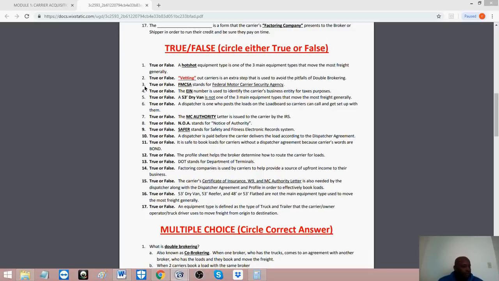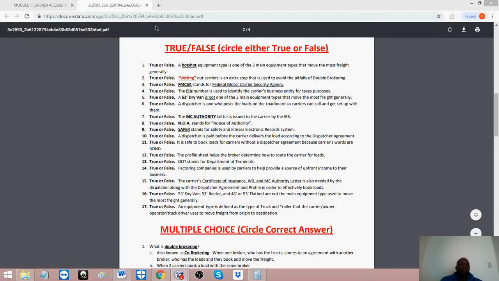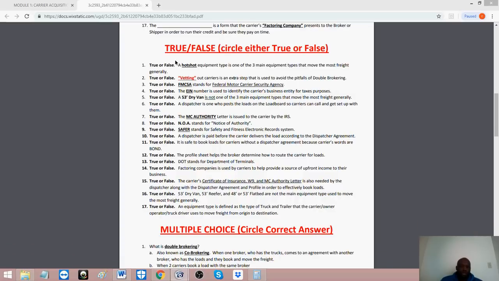Number 4, true or false. The EIN number, or the Employer Identification Number, is used to identify the carrier's business entity for tax purposes. True. Everybody's saying true. Everybody's on the same page. Correct. Number 5. A 53-foot dry van is not one of the 3 main equipment types that move the most freight. That is false. False, Louise. False, Keenan. That's correct. So number 5 is false.